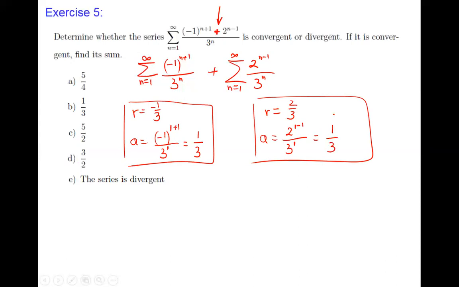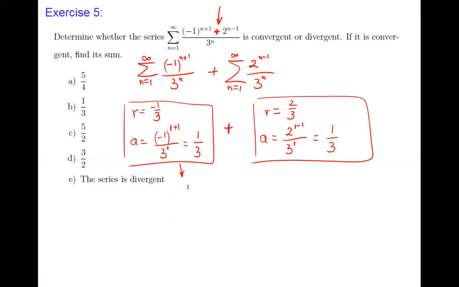Okay, the first term is actually the same for both of them. They look a little bit different, but the first term is 1/3 for the first one and 1/3 for the second one. Okay, let's find two sums because we will be adding these things.